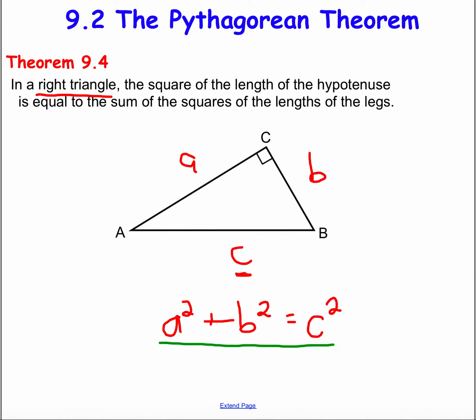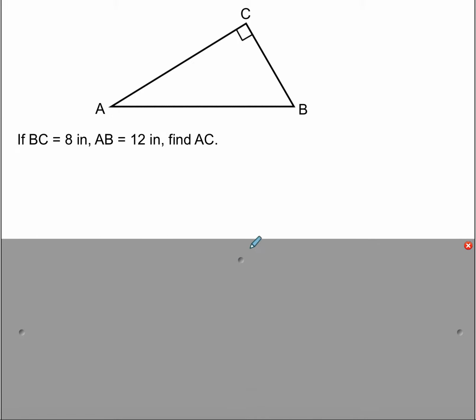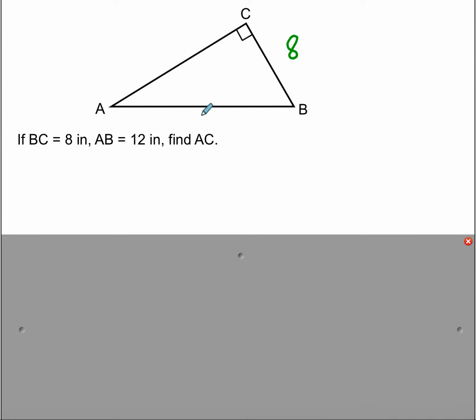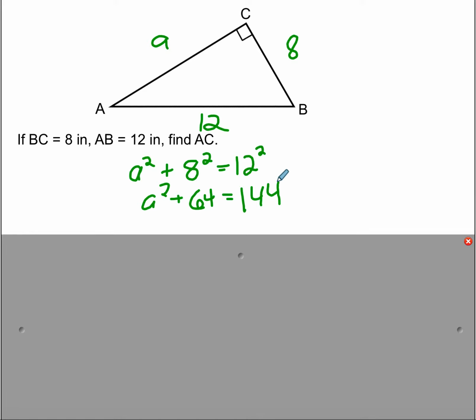So in this problem here, if BC equals 8 and AB equals 12, find AC. We don't know what AC is. Well, remember from our last slide, we called this A, this was B, and this was C. So if I'm setting up A squared plus B squared equals C squared, it would look like this: A squared plus 8 squared equals 12 squared. And then I would just need to solve A squared plus 64 equals 144. That's what 8 squared and 12 squared is.